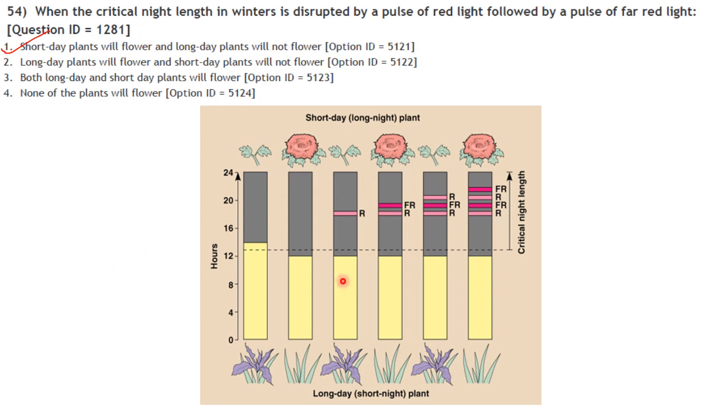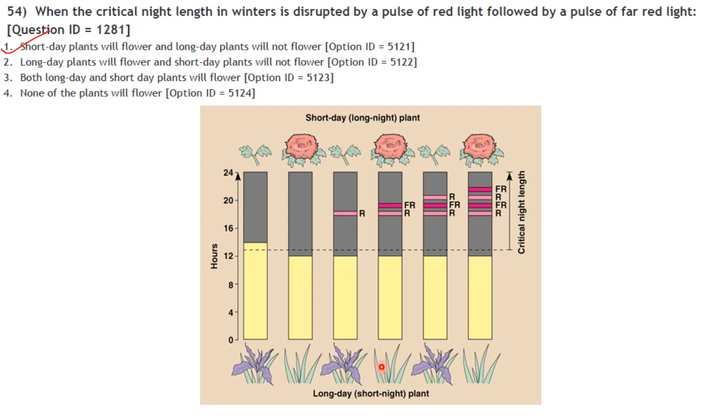See here, this diagram. When the critical length period is interrupted by red light, long day plants will flower, short day plants will not flower. When the critical period is interrupted by far red light, short day plants flower. Now if it is far red light alone, short day plants will flower, long day will not flower. And when plants are exposed to red and far red light in alternation, the final treatment determines the effect.